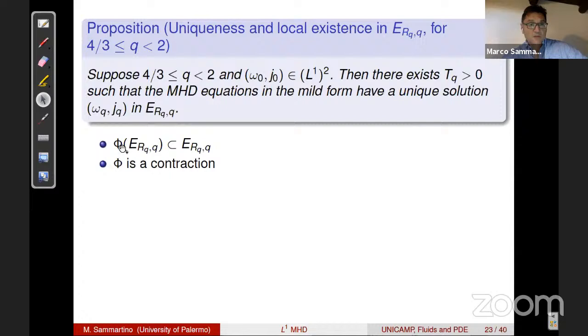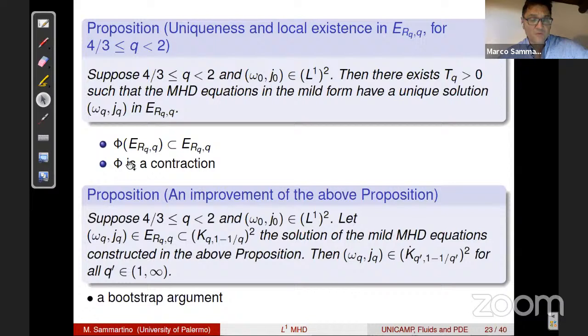So the strategy is the same. Phi expresses the mild form of the MHD equation. The map sends R_q inside R_q, and then phi is a contraction. I will not show the proof explicitly, but basically it is based on the computations that I showed you before.